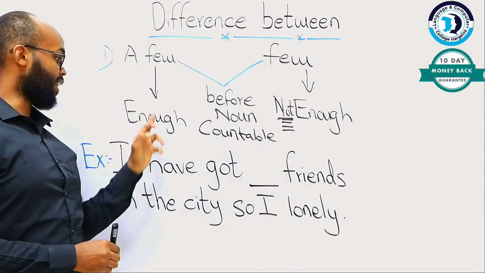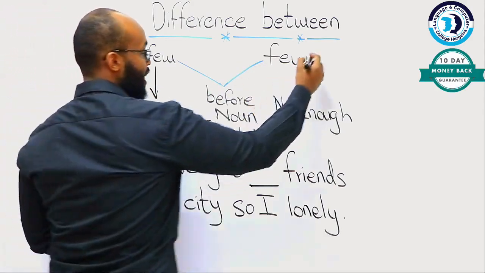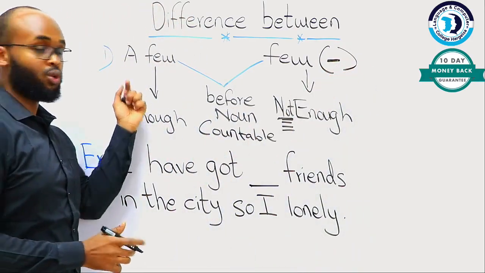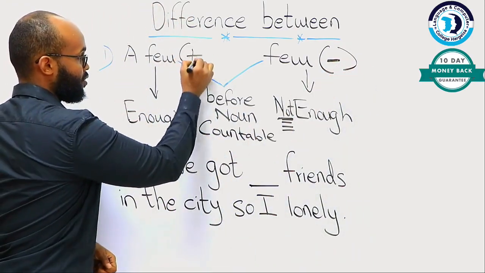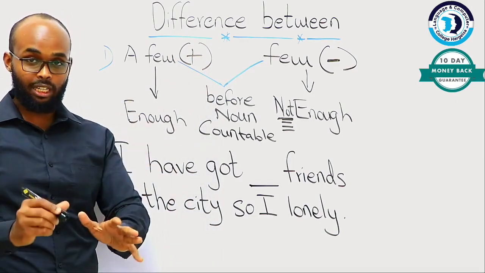A few is enough. Few is negative. This is negative. A few is positive. So that is the only difference. That is the only difference.